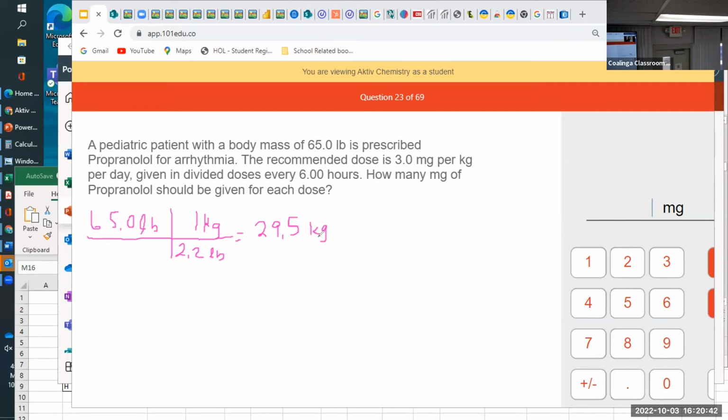Okay, and then what else? The recommended dosage. So then we multiply that by the dosage: 29.5 kilograms times 3.0 milligrams per kilogram per day. So the kilograms cancel out.